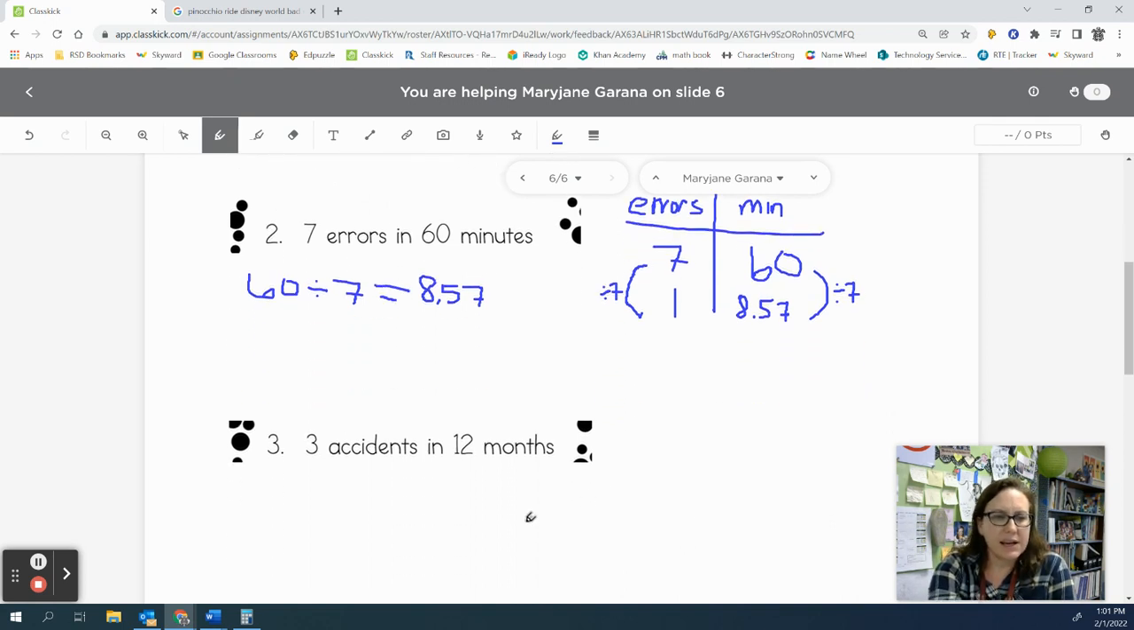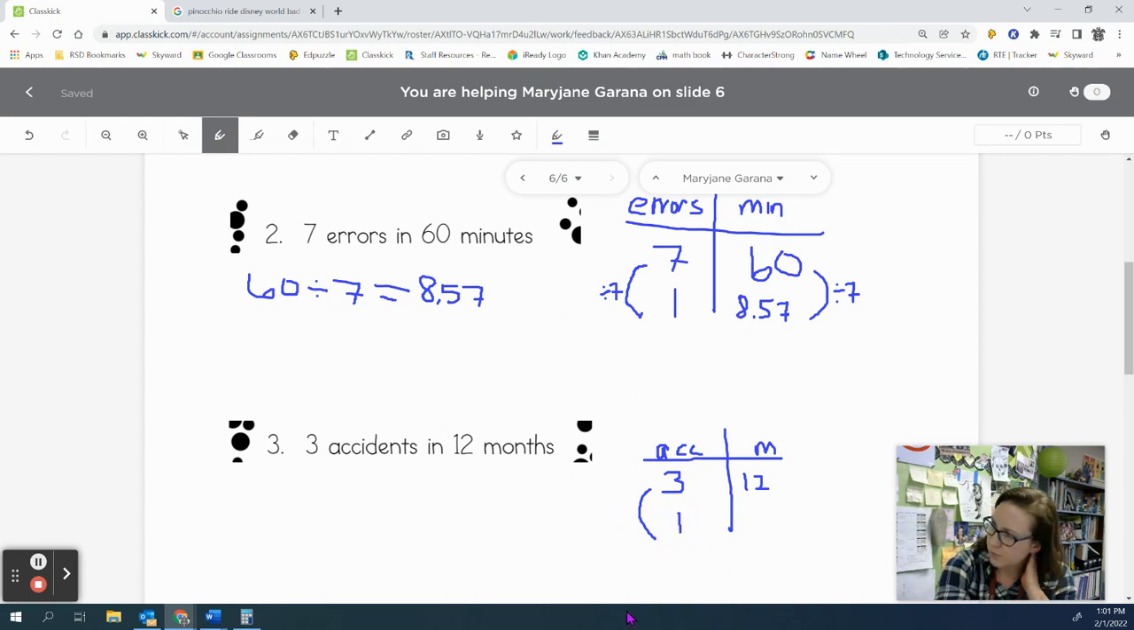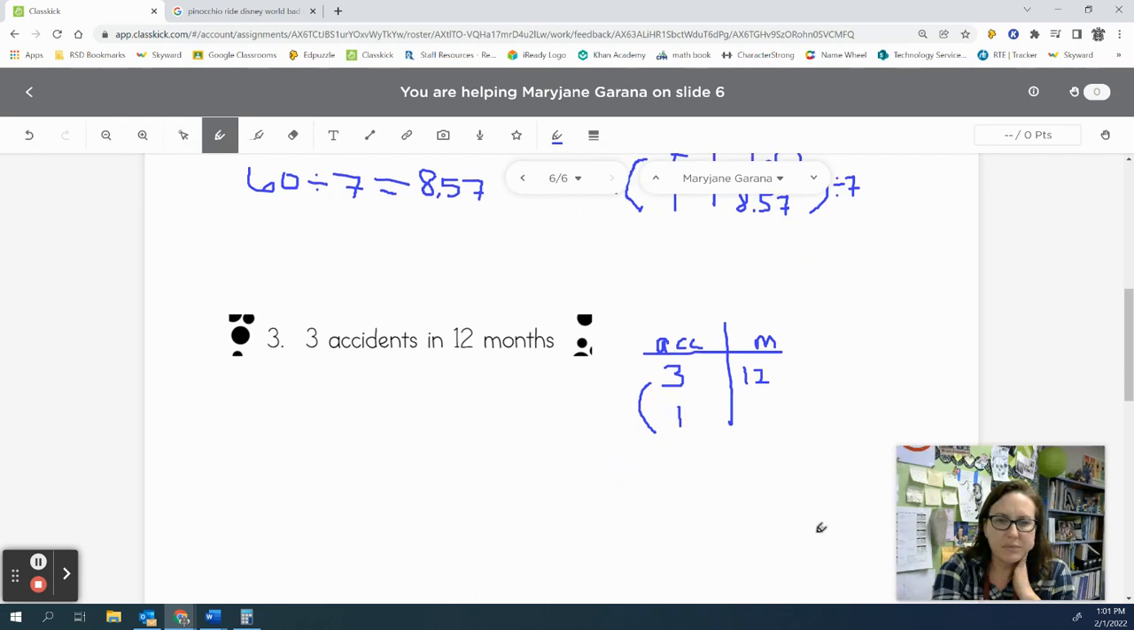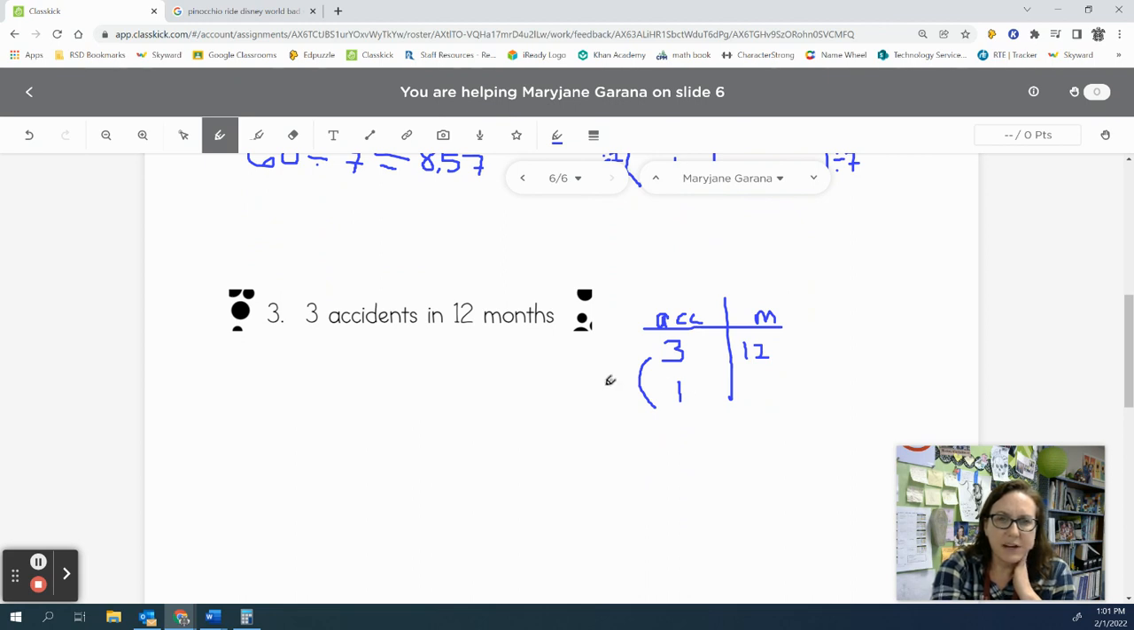All right, last one. We've got number of accidents comparing with the months. We've got 3 accidents in 12 months. So how many months for each accident? We are going to divide by what? Yep, we're going to divide by 3. So 12 divided by 3 is 4. So there's 1 accident every 4 months.